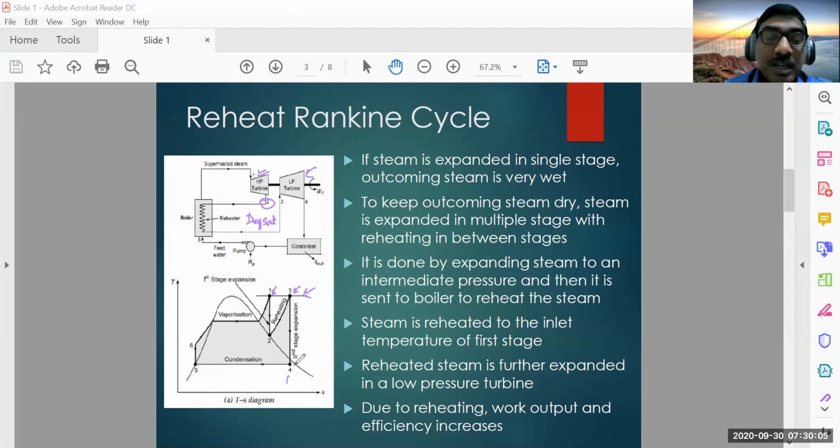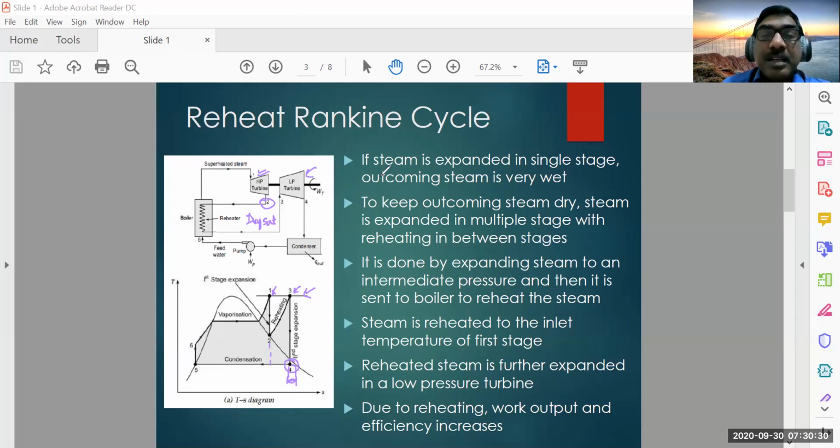Here this is the moisture content. So it will be very less when compared to the direct expansion in only the one stage turbine. Okay, so this is the main purpose of the reheat Rankine cycle.